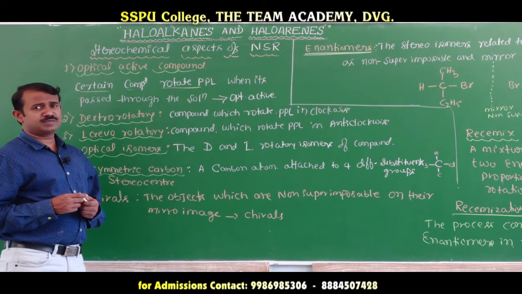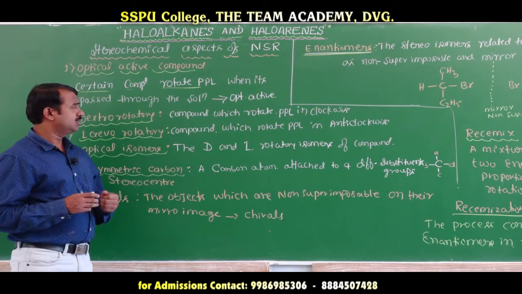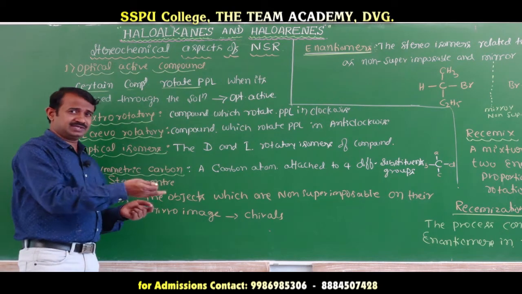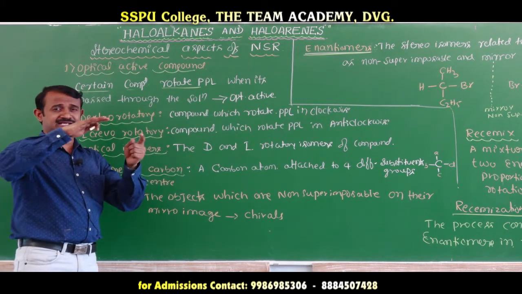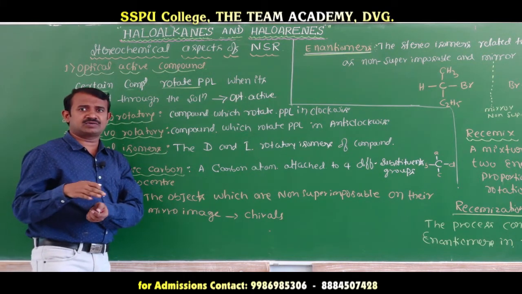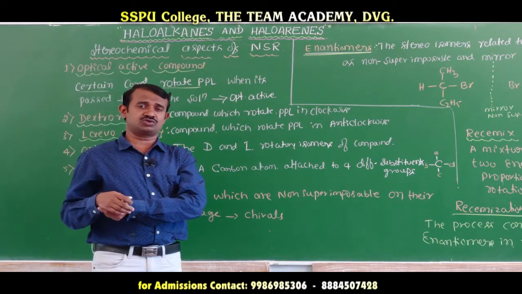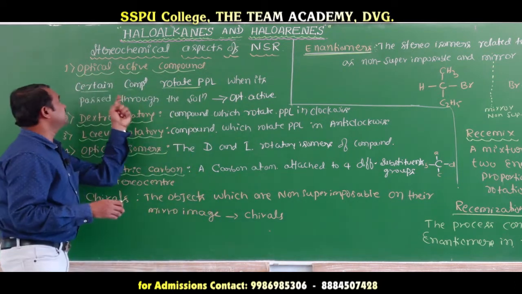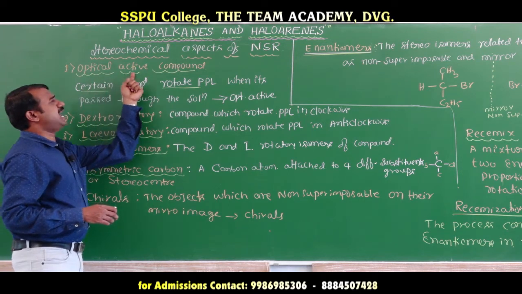Stereochemical aspects of some organic substances. First, what is optically active carbon? Previously we have discussed plane polarized light. Ordinary light is converted to plane polarized light. The plane polarized light is rotated by the optically active compound in a clockwise or anti-clockwise direction.